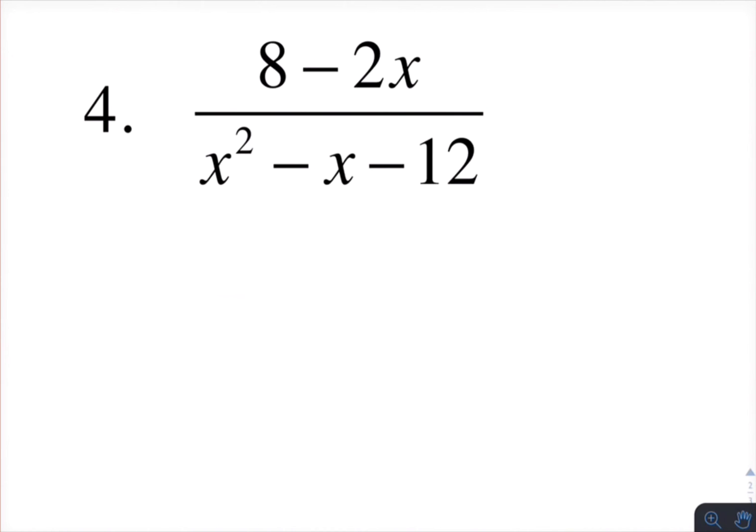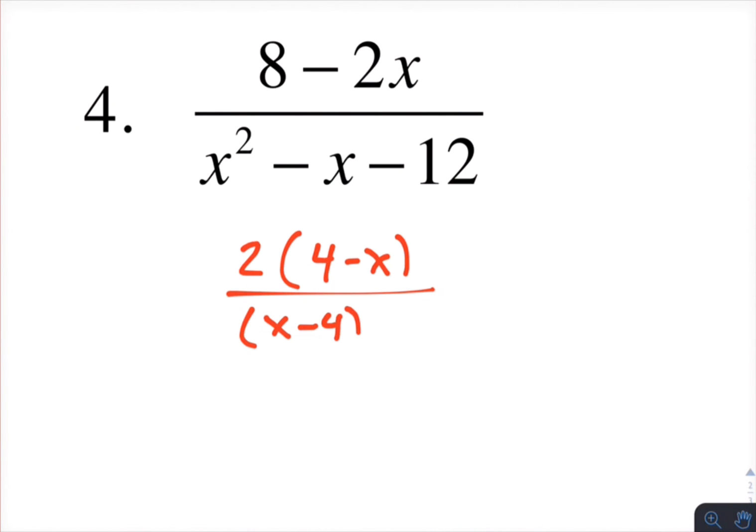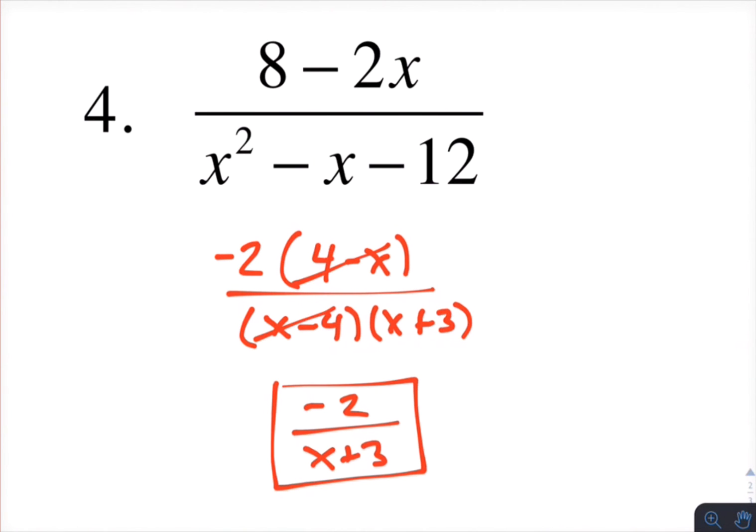Same thing here, we're going to factor out a 2, factor the denominator. Now x minus 4 and 4 minus x are not exactly the same factor, but they are opposites. So I can cancel them and leave behind a negative. So negative 2 over x plus 3. You could have also left the negative in the bottom instead, in which case you would have gotten a positive 2 over negative x minus 3. Either of these two is acceptable.